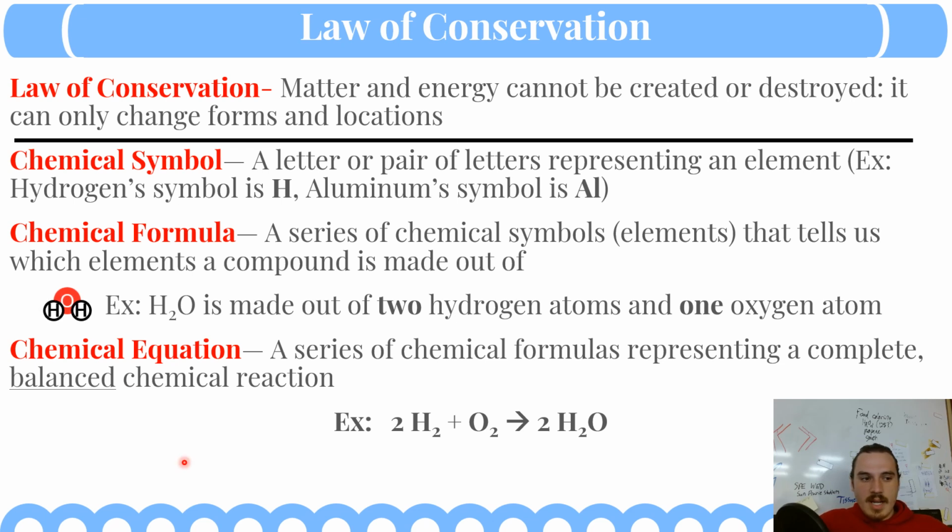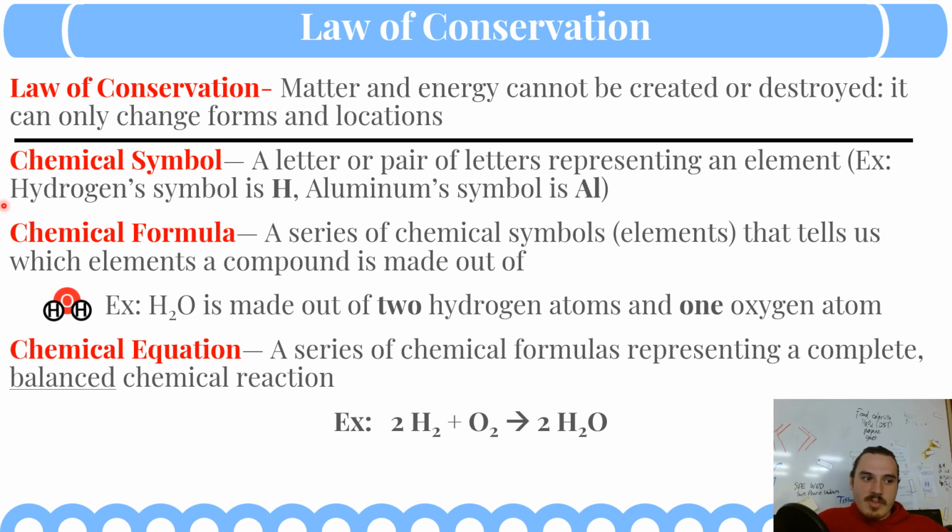Then we got to talk a little bit more about chemical symbols. We've seen a bunch of these already, but a chemical symbol is a letter or pair of letters that represents an element. So for example, hydrogen is represented by the letter H, and aluminum is represented by the letters A and L together. All right.